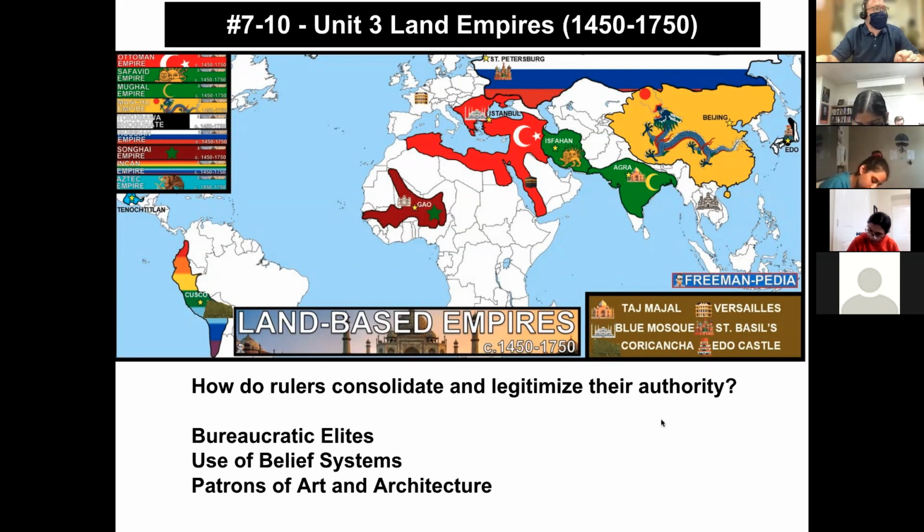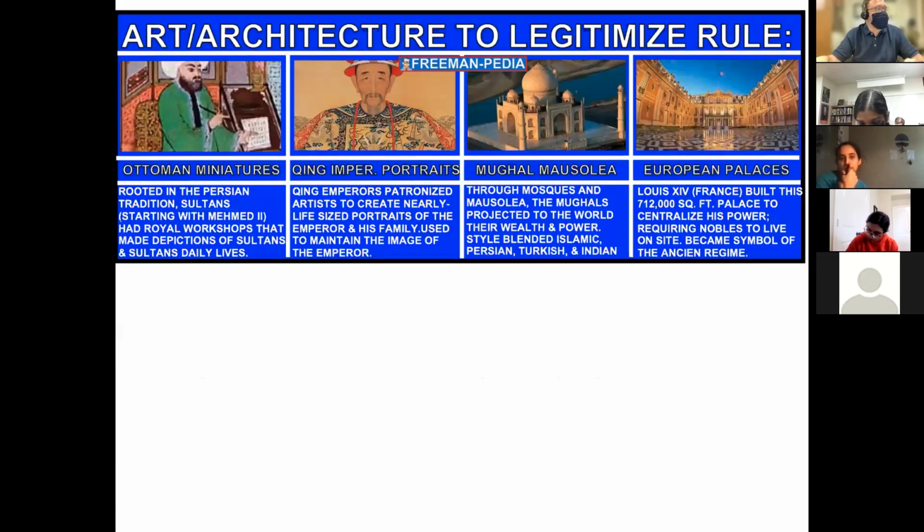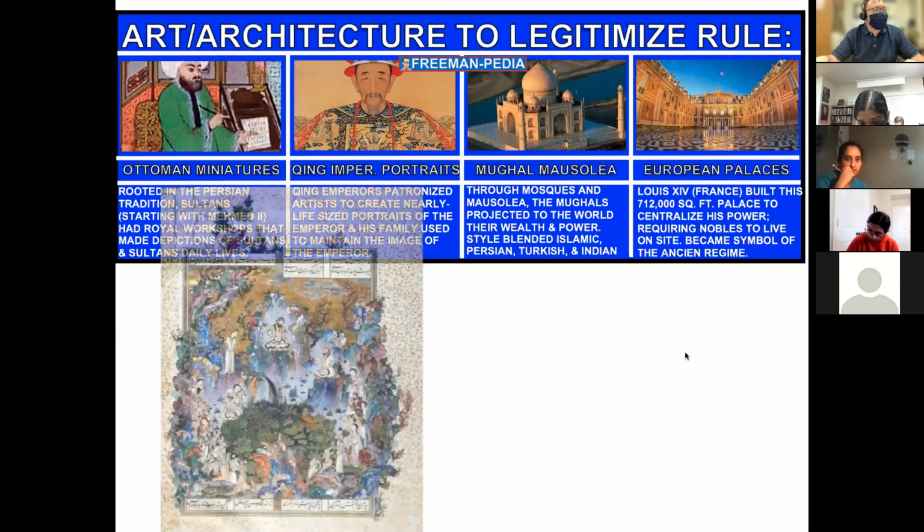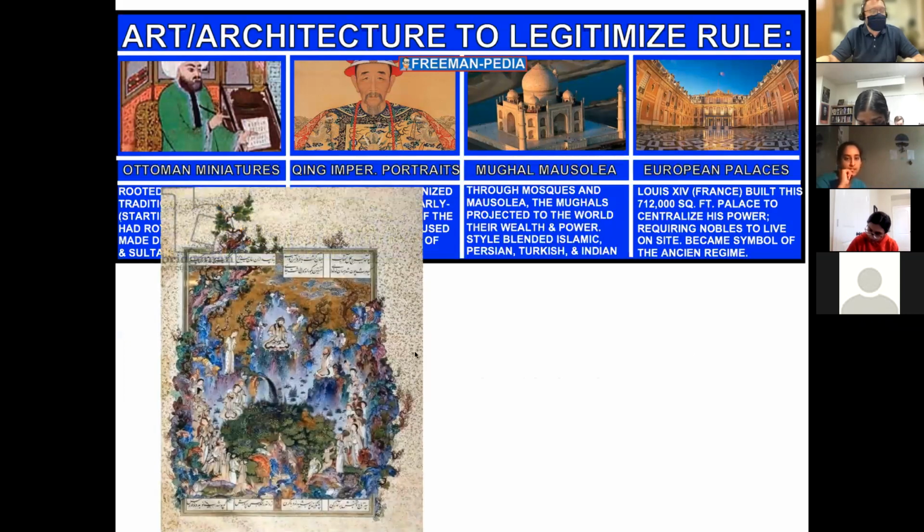Okay. So it's not a hard lesson or unit to understand the pattern, because it's the pattern of large conquering empires and the way they keep control. So we looked at art and architecture. One of the questions you had was looking at these Safavid miniature portraits.